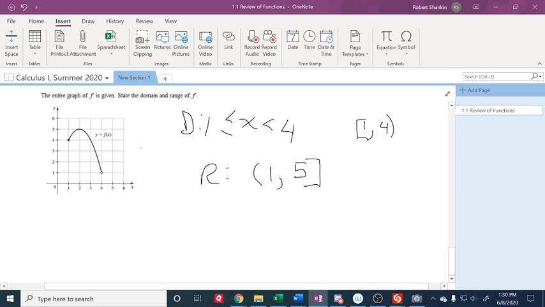Something that's going to be new is what's called a difference quotient.